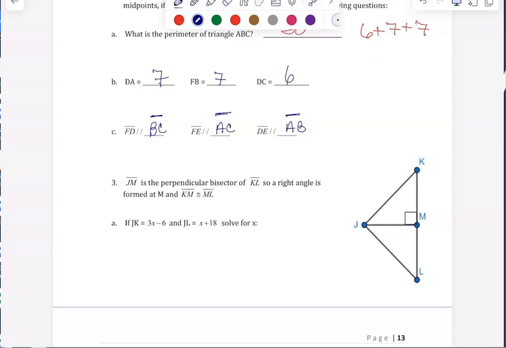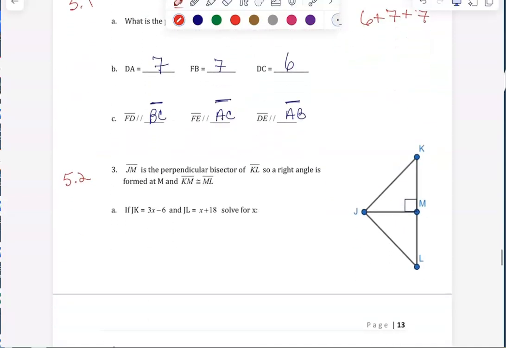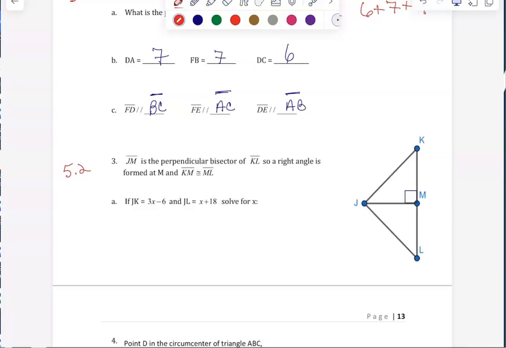Okay, now we're dealing with a perpendicular bisector. So that means that this is 5.2. These questions up here were both 5.1, just in case you want to go back and look at things. Okay, JM is the perpendicular bisector of KL. So I have a right angle. Got that. And know that you have a right angle here as well. And I know that KM is going to be equal to ML.